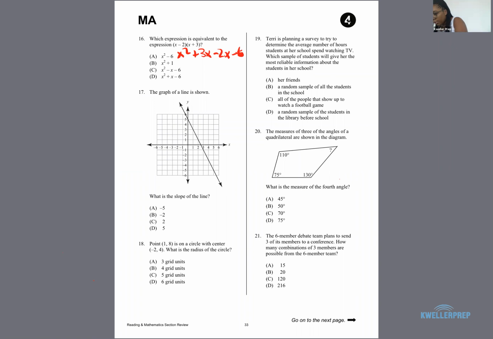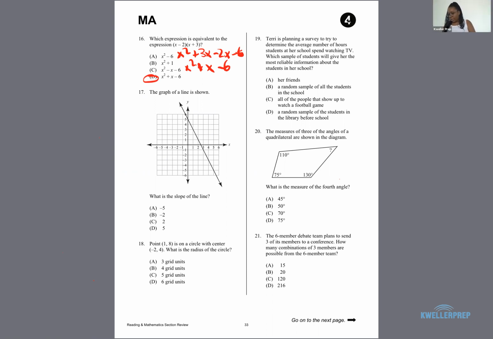So then you simplify like terms. So this plus 3x just becomes plus x because 3 minus 2 is 1. And then you have the x squared plus x minus 6. The answer is D.